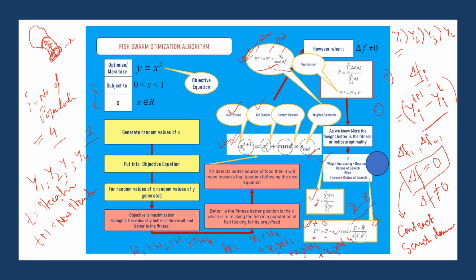So what happens when weight is increasing? Weight increasing is acceptable for the maximization problem. For the minimization problem, weight decreasing will happen. So at that time we have to contract the search domain. So we are using just the value of b as the weighted average of x, all the x's. All the x's means the values of x's at the same iteration but for different populations.